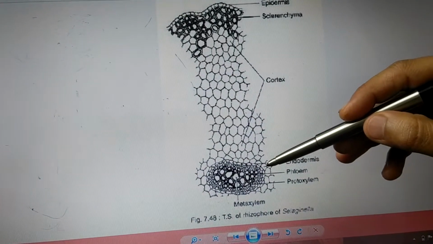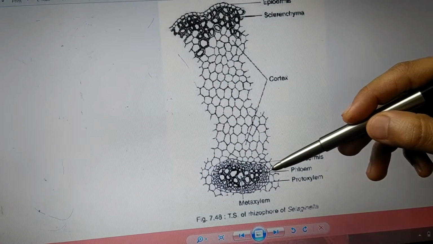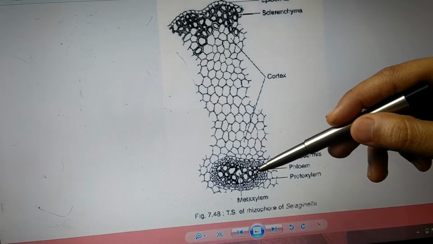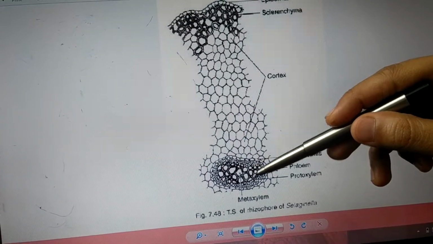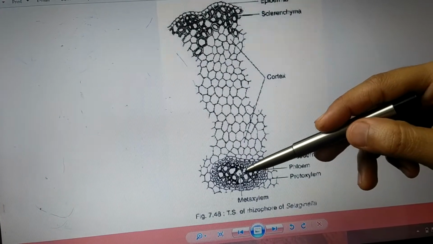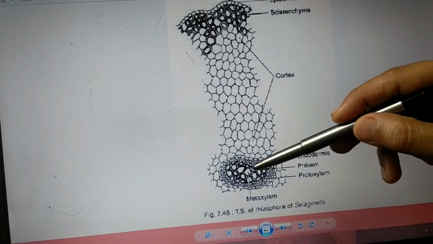This stele has the outermost layer as endodermis. Inner to endodermis we have pericycle. And next to pericycle we will have the vascular bundle, which has xylem and phloem. Xylem is surrounded by the phloem. In xylem we have two types, metaxylem as well as protoxylem. Protoxylem will be at the periphery, metaxylem will be at the center.